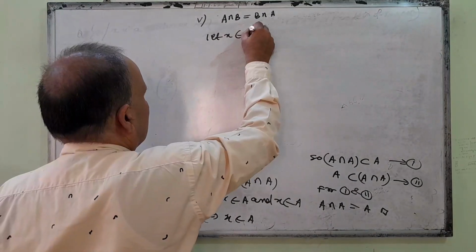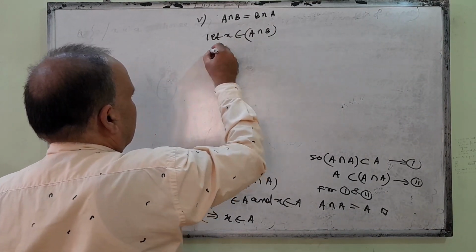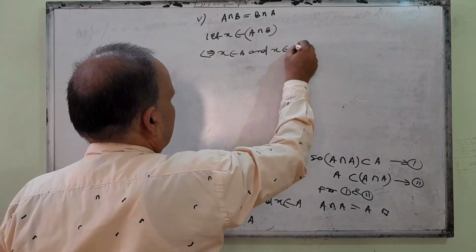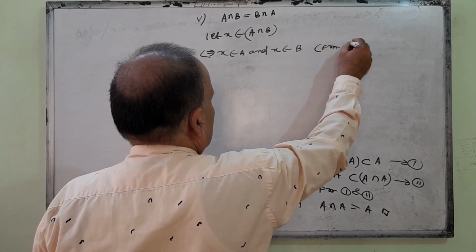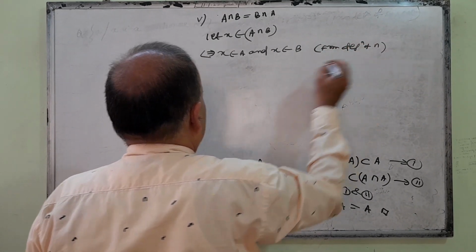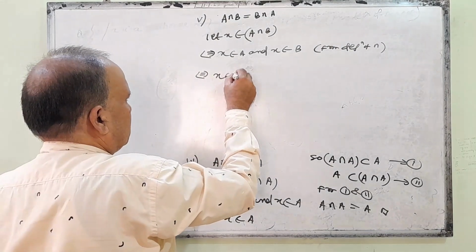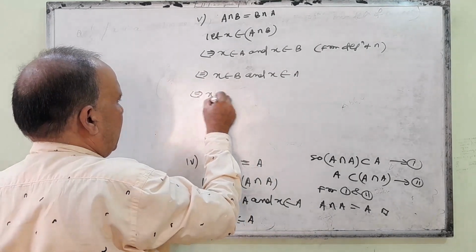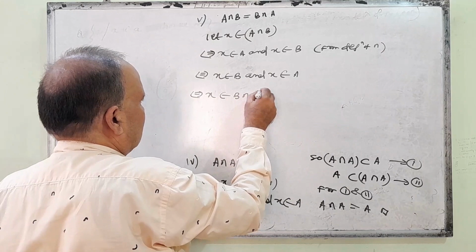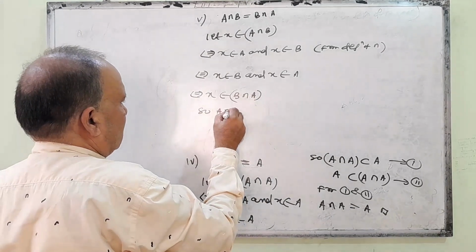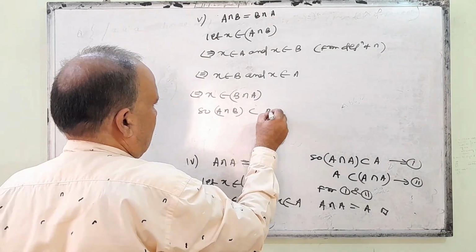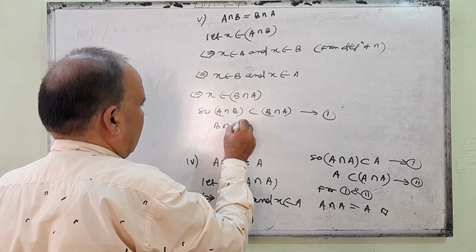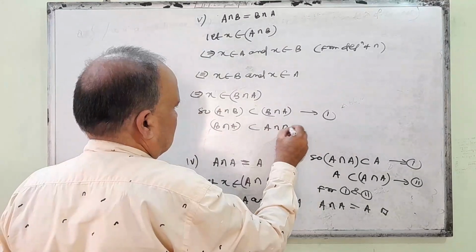Let x belong to A intersection B. This implies and is implied by x belongs to A and x belongs to B. From the definition of intersection, this implies and is implied by x belongs to B and x belongs to A. This implies and is implied by x belongs to B intersection A. So A intersection B is a subset of B intersection A. This is the first part, and B intersection A is a subset of A intersection B.